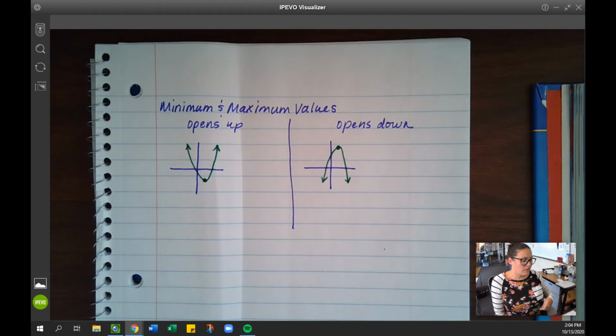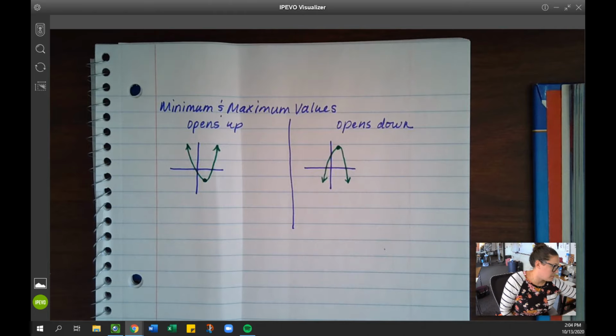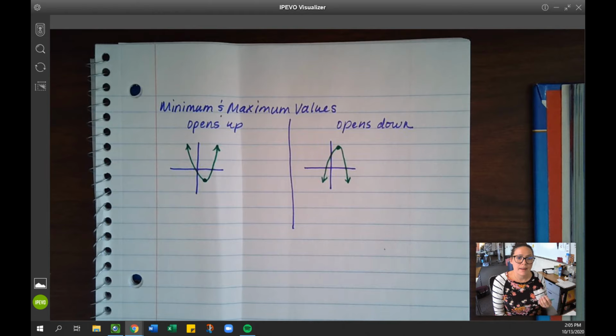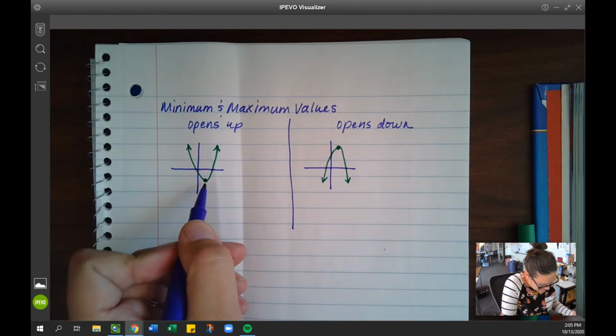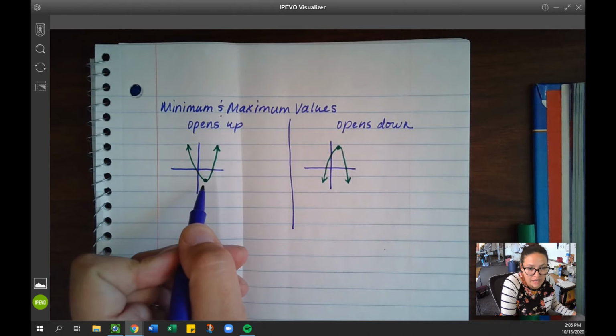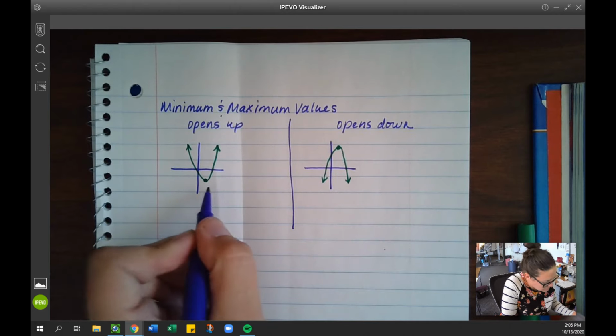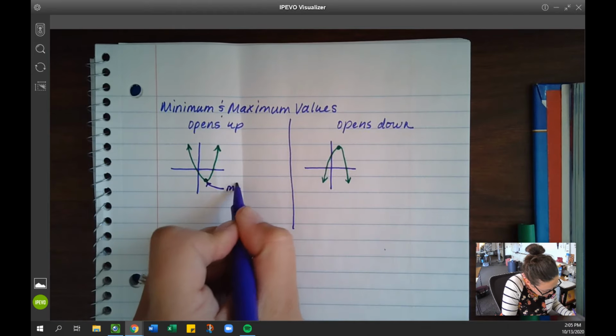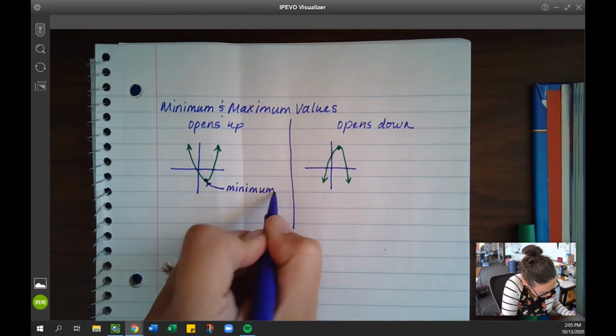So minimum obviously means that it's the smallest value, okay? And maximum means that it's the largest value. So when we have a parabola that opens up, the vertex is the minimum value. It's the lowest value. So this right here is the minimum value.